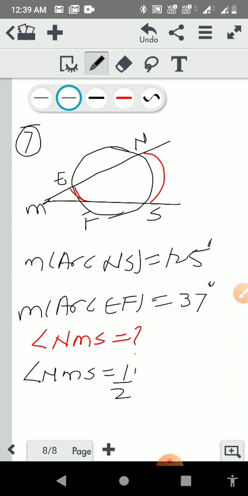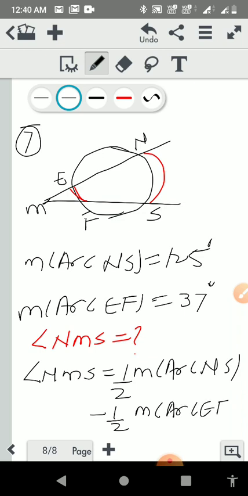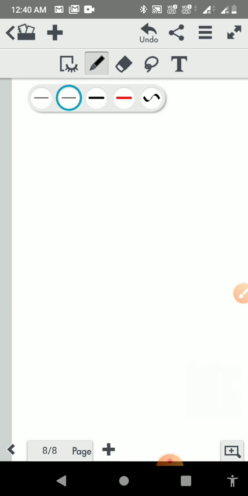half of measurement of arc NS minus half measurement of arc EF, isn't it? It means I will take half of this arc and subtract half of that arc, and I will get that angle. Okay, now we will see this.